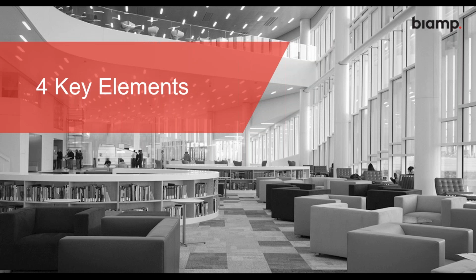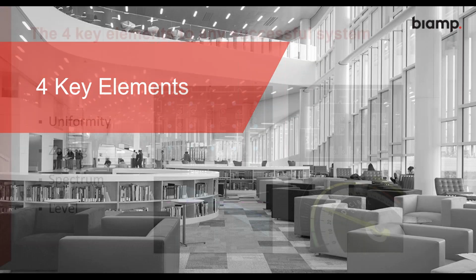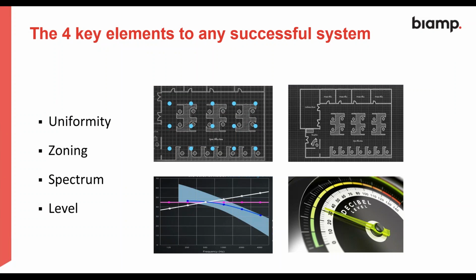Okay, I will start again. So the 4 key elements for a successful sound masking system are the following. We need to make sure that we have the uniformity, the zoning, the spectrum, and the level correct. The key ones that we want to be concerned with today are the uniformity and the zoning. The uniformity and the zoning are the main parts that we have in the design part of the equation. The spectrum and the level fall under how we commission the sound system. So the two that we're concerned with today are uniformity and zoning.